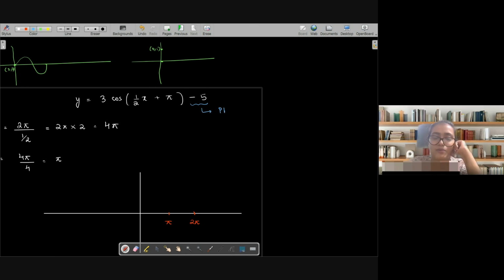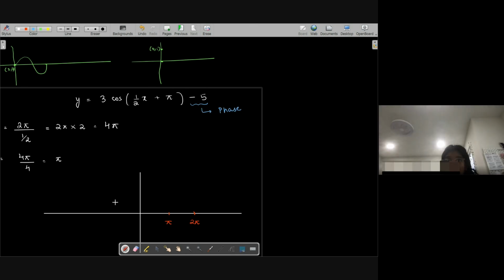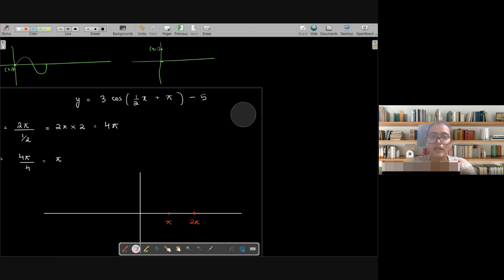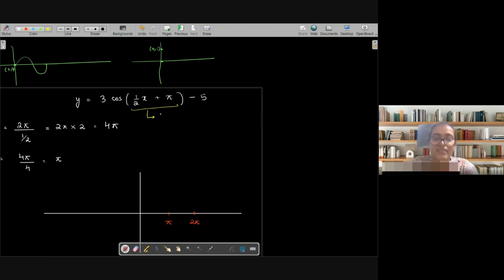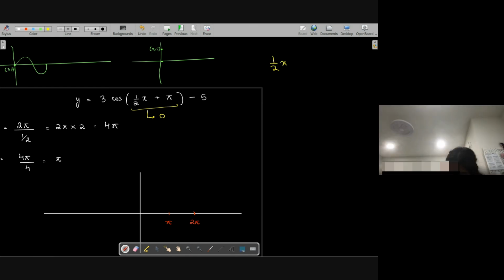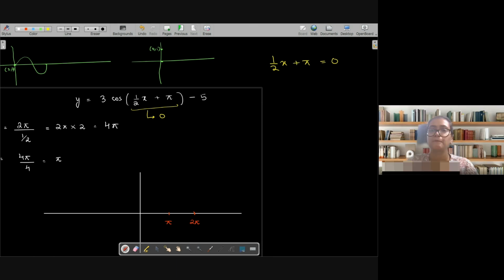Remember, I told you, you have to take whatever is inside and set it equal to 0. Oh, right, sorry, I forgot to take account of that coefficient. Just set this thing equal to 0. So you have 1/2 x plus pi equal to 0, so 1/2 x equals negative 2 pi. Exactly. So x is equal to -2 pi.